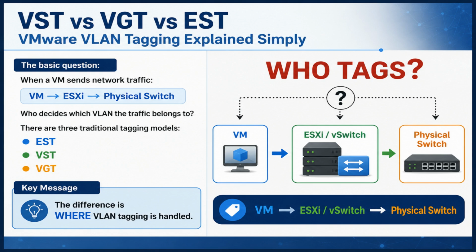Is it the physical switch? Is it ESXi? Or is it the virtual machine itself? That's exactly what EST, VST, and VGT are helping us understand. So in this video, we'll focus on one simple idea: where does VLAN tagging happen?